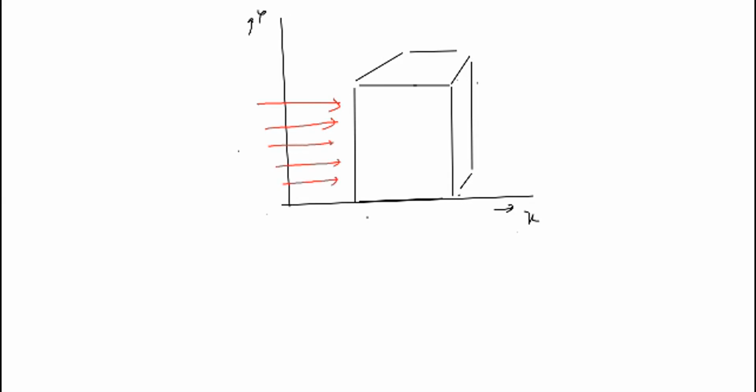So these are electric field lines E. The electric field lines will try to pass through the cube. One side they enter, one side they leave. So these are nothing but your electric fields.